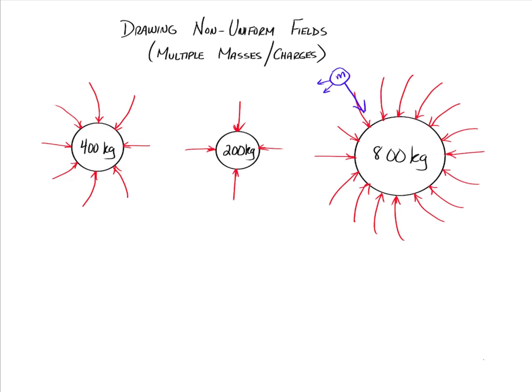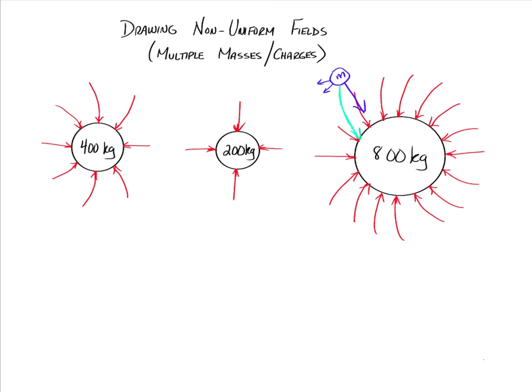So the reason you get these curves is because that object is going to want to get pulled by the 400 and the 200, but the 800 is going to win out. So it's going to start maybe like this because it's influenced by both, but then as it gets closer to the 800, the 800 starts to win that battle for that mass in terms of force.